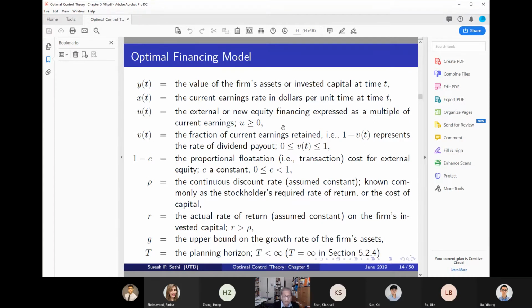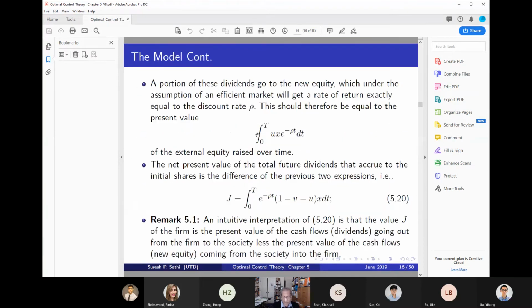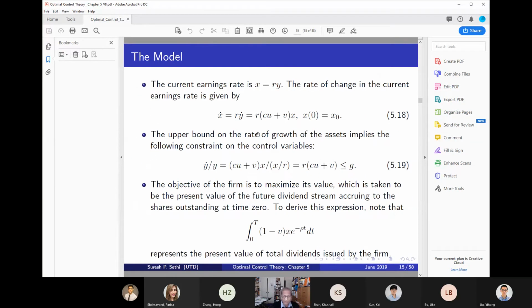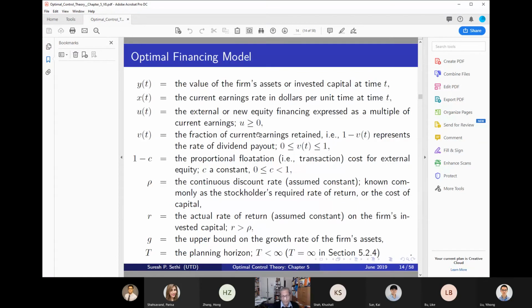In this model, what happens is that a company wants to maximize its value to the stockholders. That's the value of the company. And the company at any given time has the assets. This is the assets of YT. And XT is the current earning rate in dollars per unit time at T.